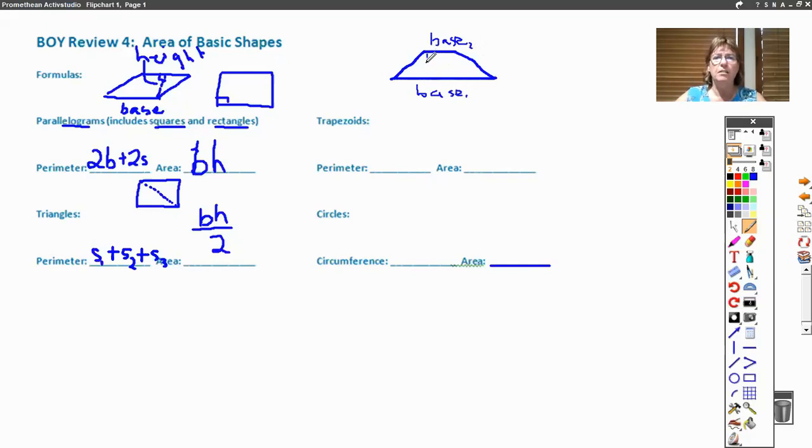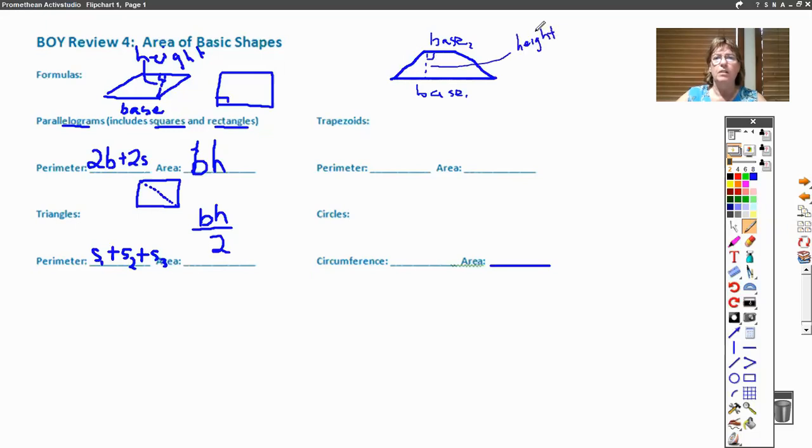The height is still the same as how you would find the height in a parallelogram. It's going to be a perpendicular line that measures the distance from one base to the other. So it's that exact same idea of understanding how we get that measurement. It is the distance between one base and the other in a perpendicular line. So that's the height right there.